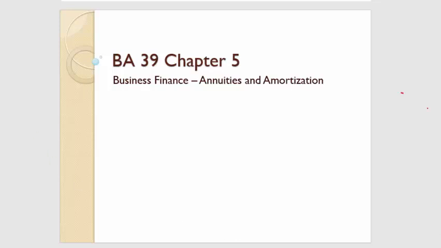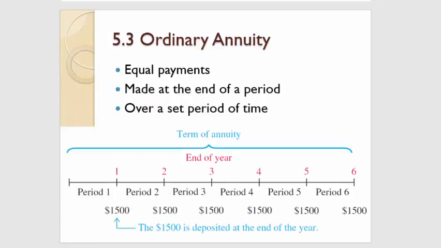So let's first look at an ordinary annuity. In an ordinary annuity, equal payments are made over a period of time. Those payments are made at the end of a period. So in this example, $1,500 is deposited at the end of each year for 6 years. So in an ordinary annuity, the same amount of payments are made at the end of each period over a set period of time. And in this example, it's 6 years.